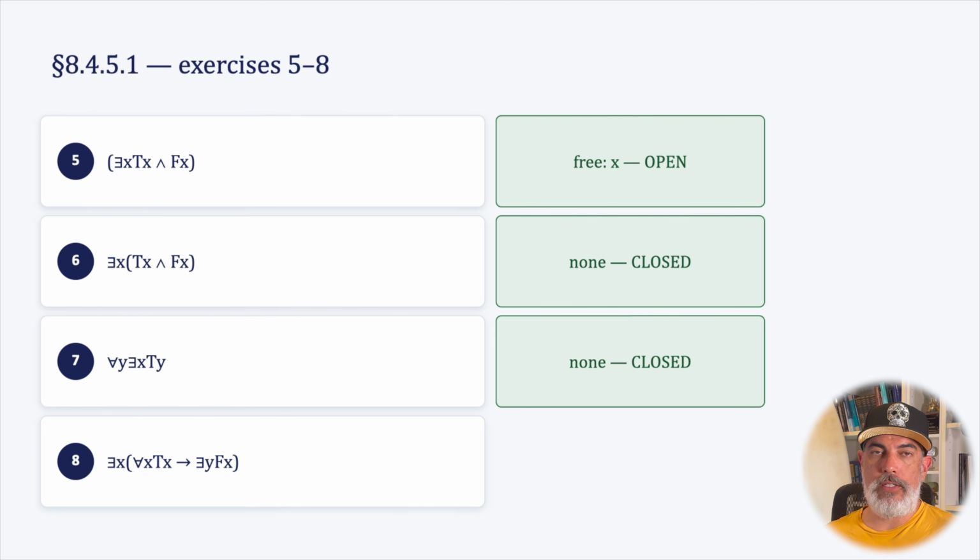8, for some x, if for all x, tx, then for some y, fx. Now, the x on the tx is bound by the all x quantifier. The x on the fx is not, but it is bound by that outermost quantifier, the some x. So both of these are bound, and this is closed.